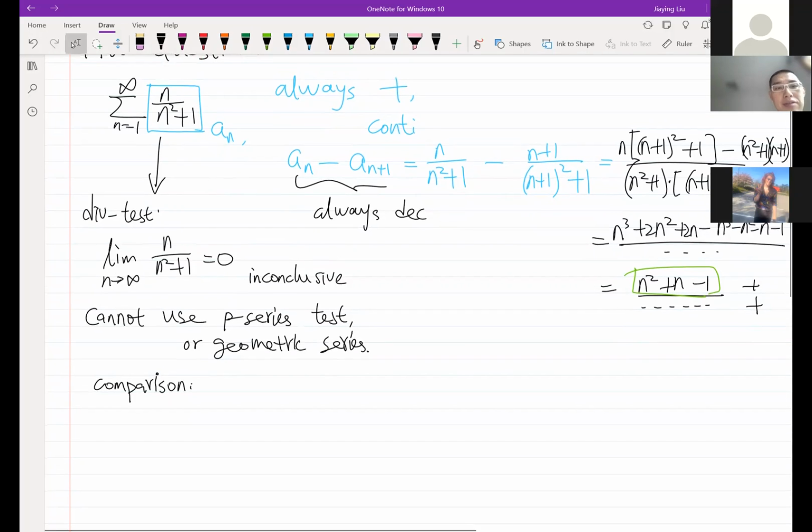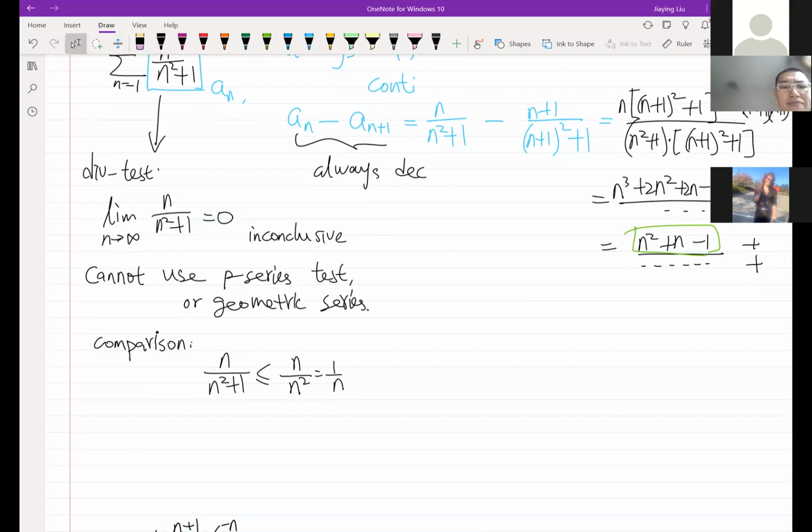Well, for the direct comparison test, by just looking at a_n, we know that n over n squared plus 1, if we drop one term in the denominator, we get a bigger value. So that's going to be less than or equal to n over n squared, which is just 1 over n, right? That's one function that's bigger than the series that's given. So you probably consider using the 1 over n.